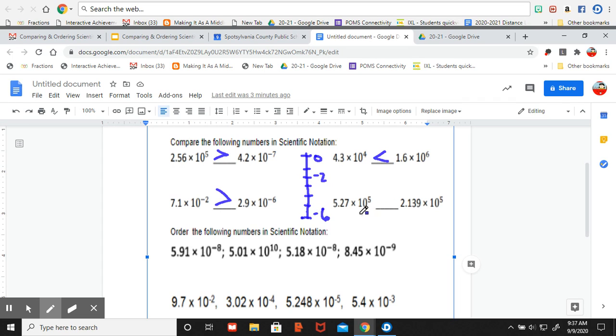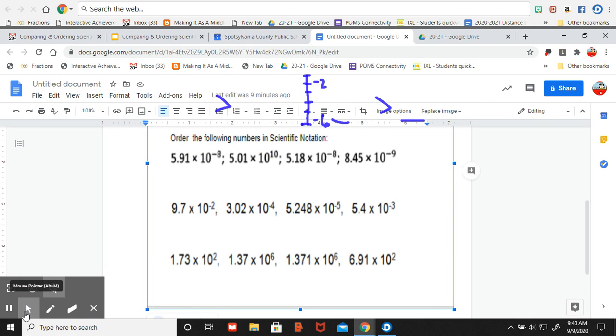And lastly, we have 5 and 2700ths times 10 to the fifth power, and we're comparing it to 2 and 139,000ths times 10 to the fifth power. Because we have two exponents that are exactly the same, we look at the coefficients, 5 and 2700ths and 2 and 139,000ths. 5 and 2700ths is greater than 2 and 139,000ths.